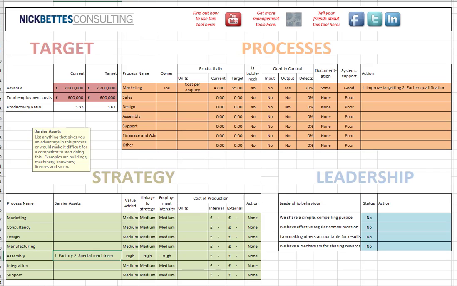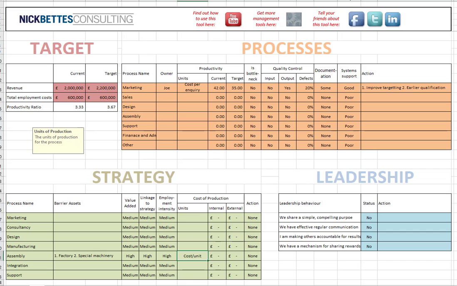And then we said, what about employment intensity? Well, employment intensity is how many people are involved in doing this, also how rare are the skills, how difficult to acquire, how difficult to keep hold of. So basically, what's the hassle factor of retaining this capability in-house? And we're saying that is also high.